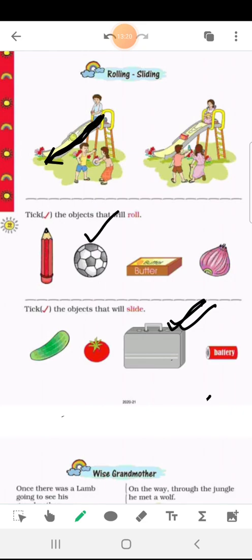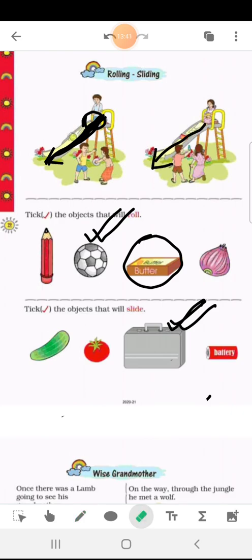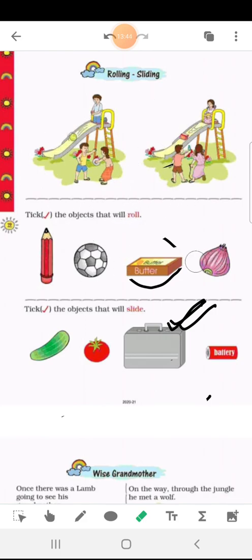But this ball will roll. This ball will be rolling down. If we keep the ball here, the ball will be rolling down. But if we keep the suitcase here, or any box, it will slide. Therefore, students, remember, whenever any object has got round surface, it will roll, and the object which does not have any round surface, which has got flat surface, this one is, you see, flat surface. So if the objects are having flat surfaces, then the object will not roll, it will slide.